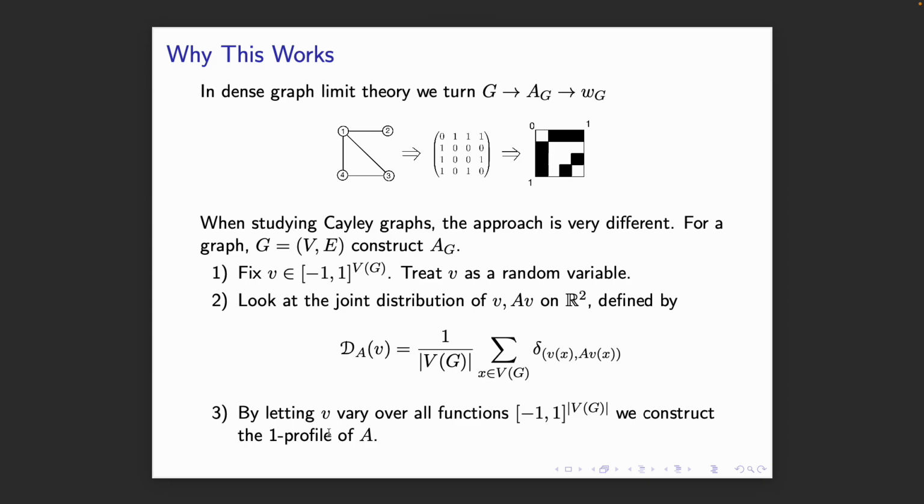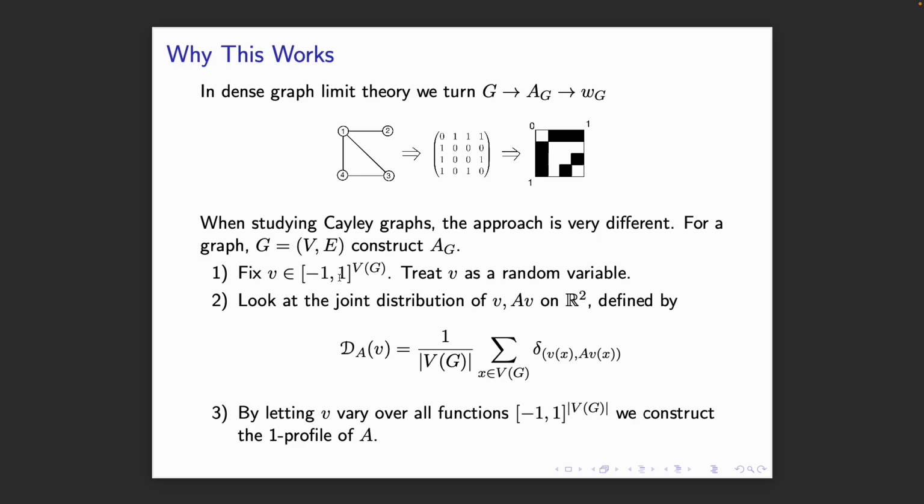Now, unfortunately, I have to actually explain why this works. In dense graph limit theory, we take a graph, we construct the adjacency matrix, and then we construct the graphon. When we study Cayley graphs, the approach is totally different. We take a graph, we construct the adjacency matrix, but then we're going to look at the vectors or the functions on the vertex set of the graph.